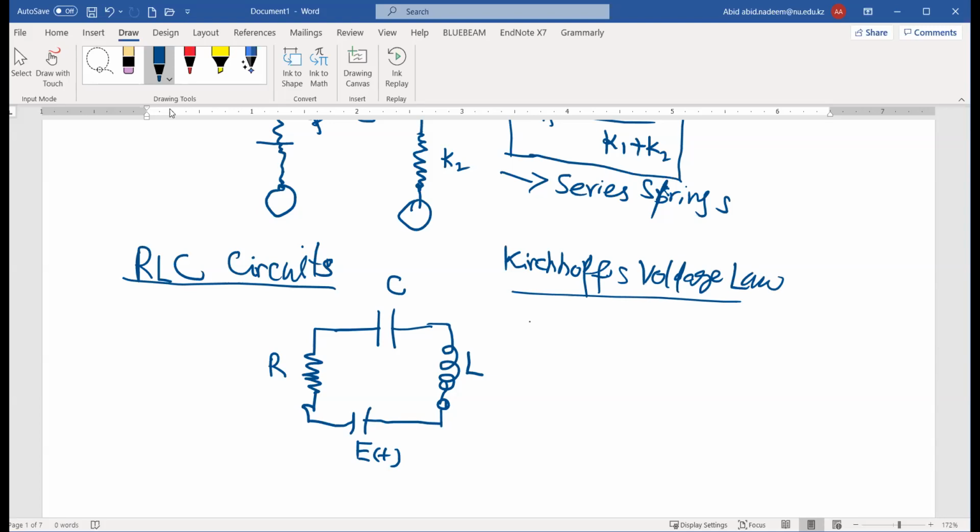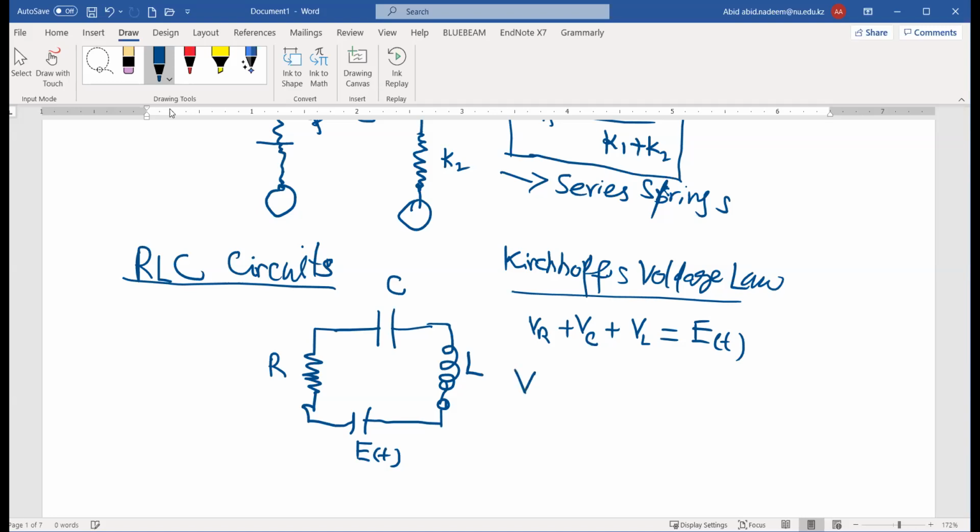So for example, the voltage drop across the resistor plus the voltage drop across the capacitor plus the voltage drop across the inductor is equal to the total electromotive force. So this is simply Kirchhoff's voltage law. In this case, the voltages VR, VC, and VL can be represented by different expressions.